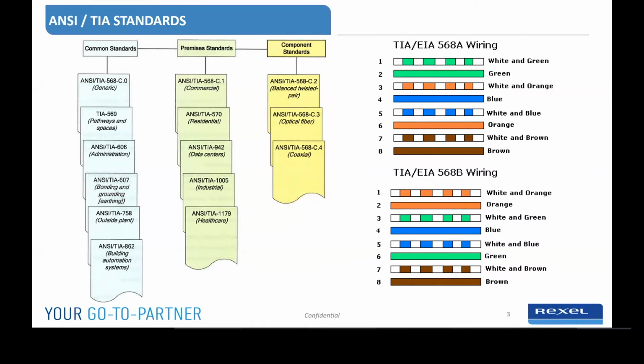So ANSI stands for American National Standards Institute, and TIA stands for the Telecommunications Industry Association. These are different aspects, like you said, of the network, and how they interact with each other. The one example we have here on the slide is the TIA 568 wiring. This gives direction for how the Ethernet cables are actually terminated on either end, and how the connections on devices are wired as well.